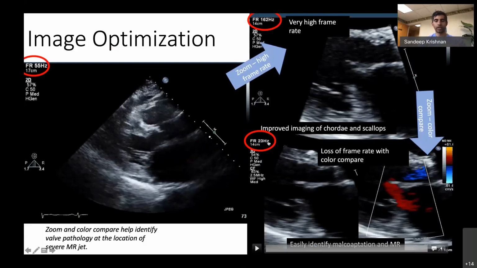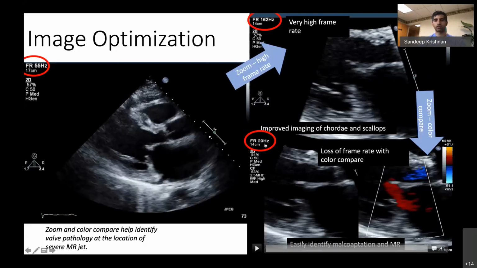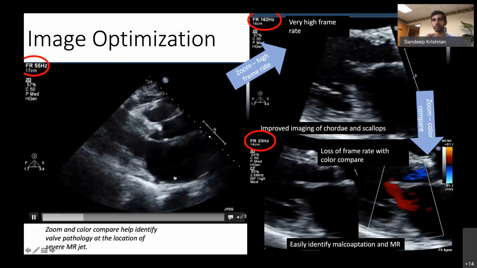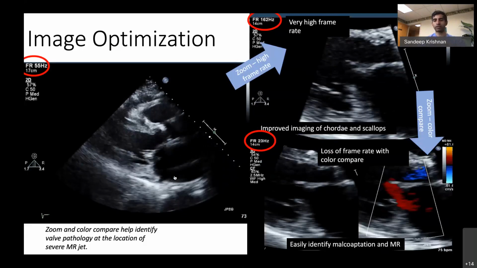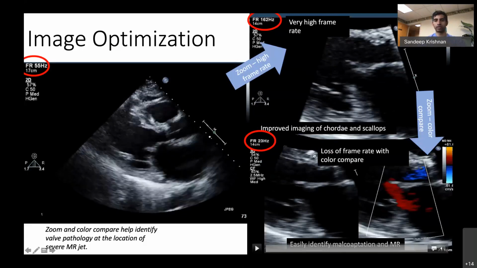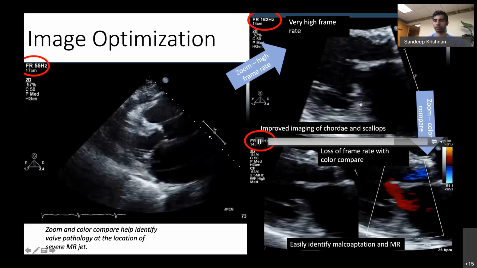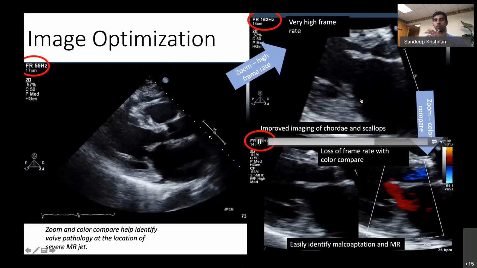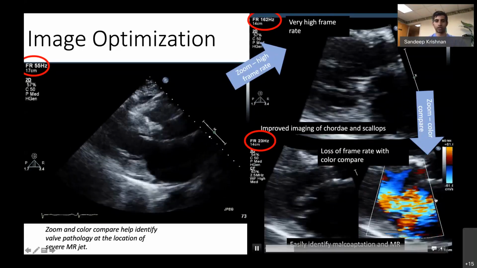Your frame rate goes down, but it's actually much higher than your frame rate would have been if you added color to this big image. So these little tips and tricks that you all know already make a big difference in being able to appreciate this. Now look, suddenly when you zoom in, it's a lot more clear that something's happening, and we're maybe a little bit out of plane, so we'll be able to look for it later on in the study. And suddenly look, now we've got a lot of color.